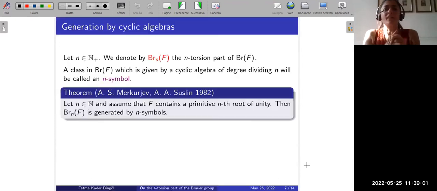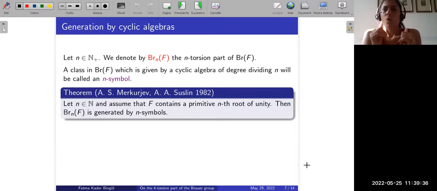Okay, so the first result I want to give is Merkurjev-Suslin, 1982. They show that if F contains a primitive nth root of unity, then the n-torsion part of the Brauer group is generated by n-symbols. Well, they show that the n-torsion part for such a field is generated by classes of cyclic algebras of degree n. But I give this formulation because it fits better for the purpose of my talk.